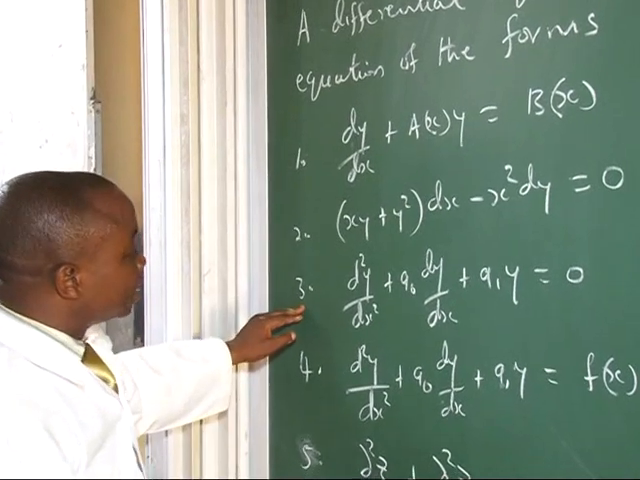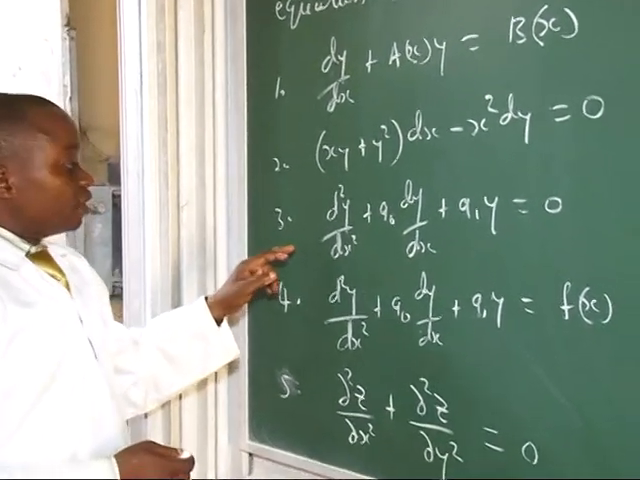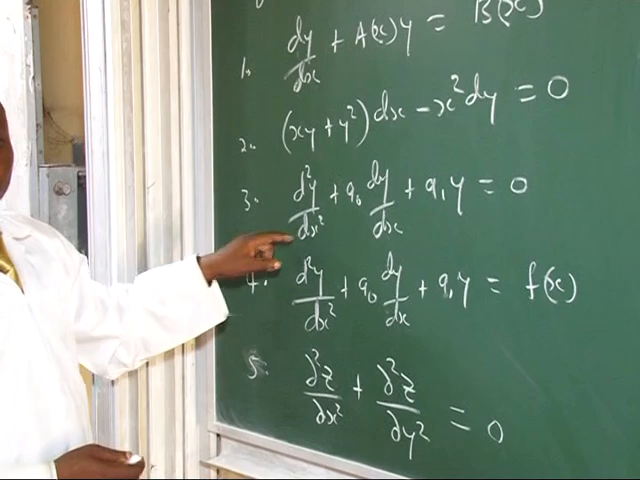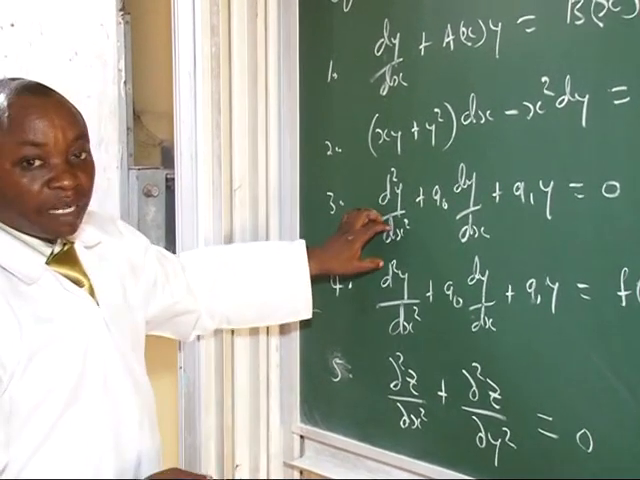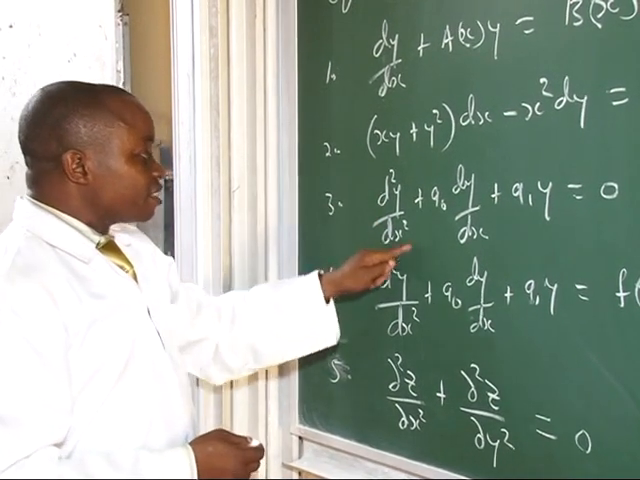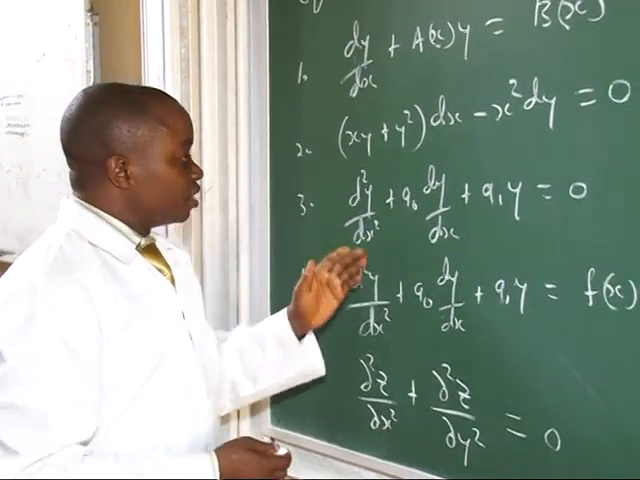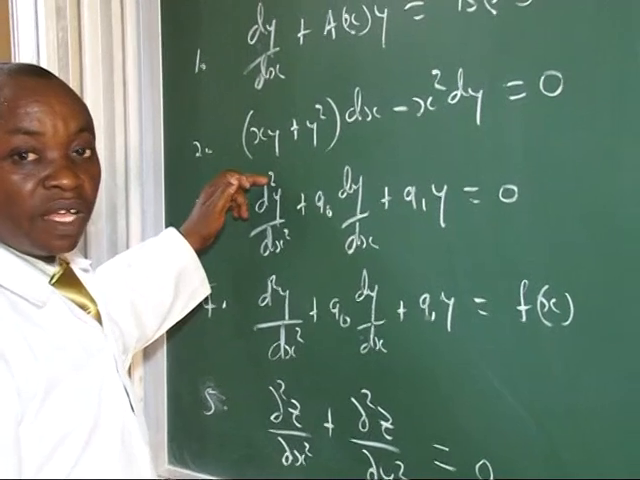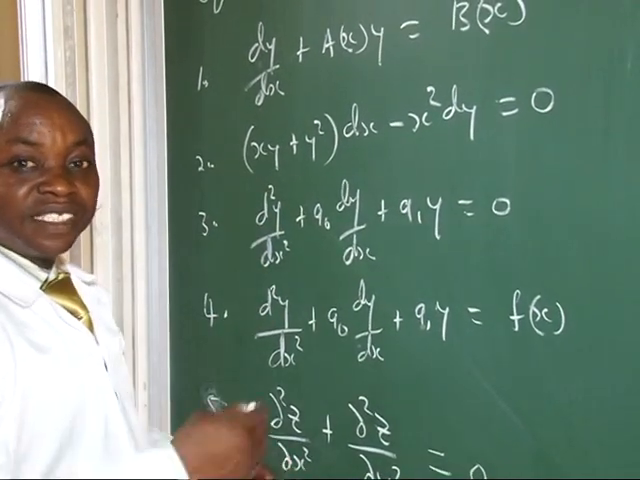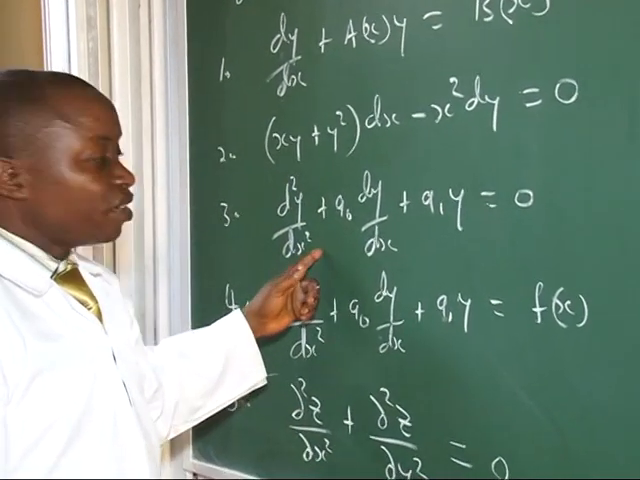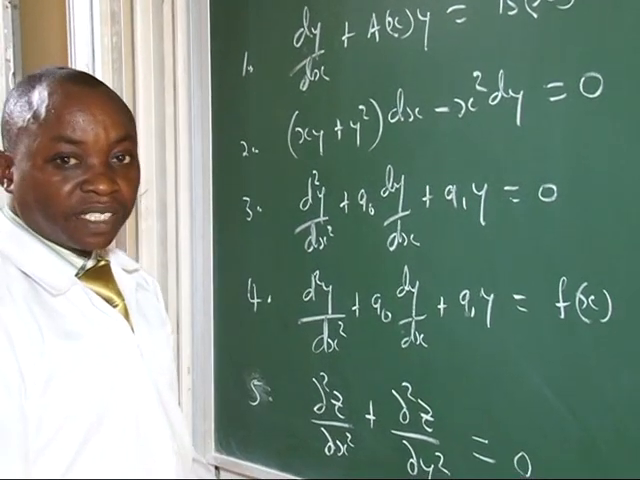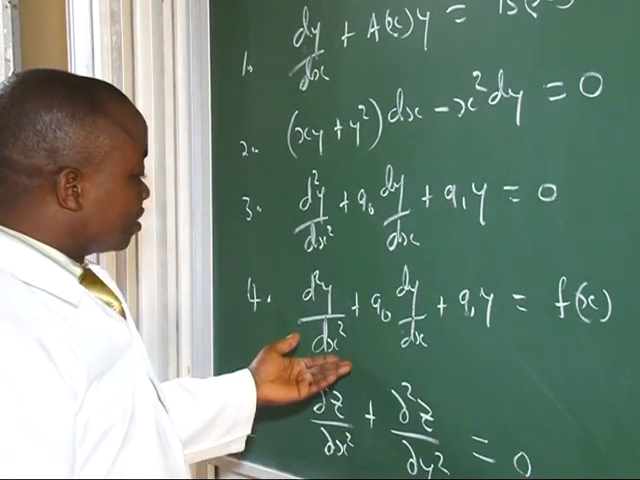Alright, now we look at the third one. This is second order. You see, we call it second order because the highest coefficient involved in this equation is d squared y over dx squared. That is the second derivative. So we call it second order differential equation. Now let's look at this.